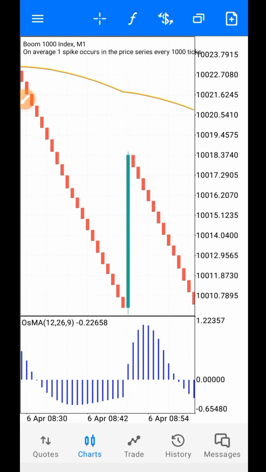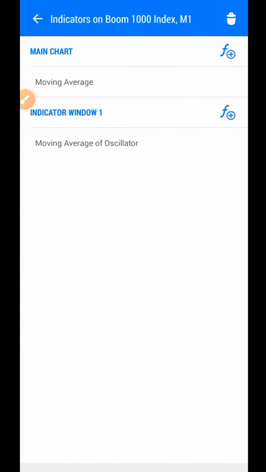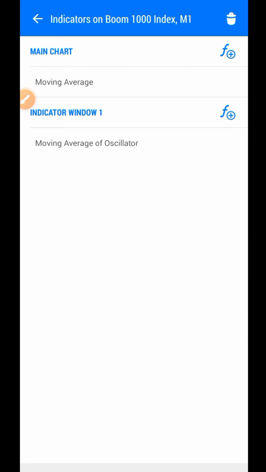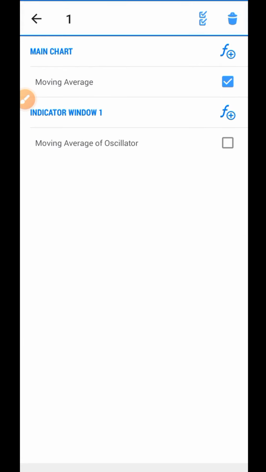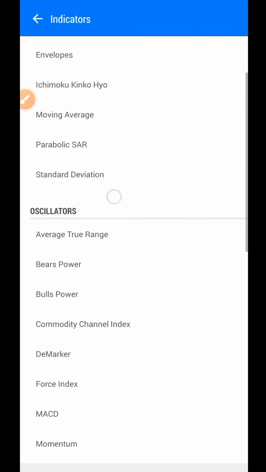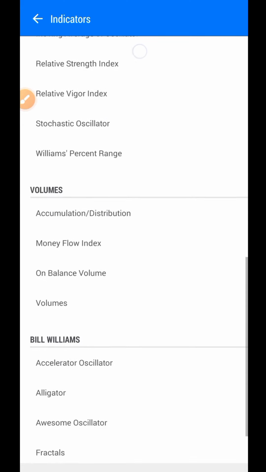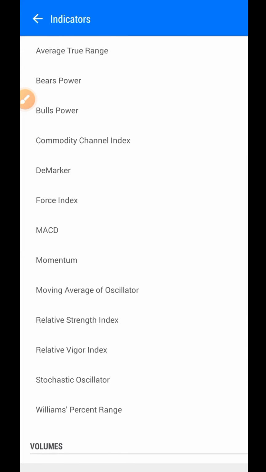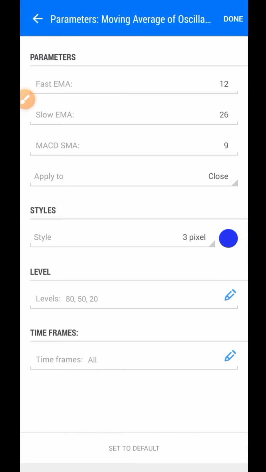Quick one, let's first add all these indicators to our chart. Go to your indicator window and add moving average of oscillators, which is OSMA. So let me first delete this so that we can add it together. So click on the main chart, the F sign, go to under oscillator. Let's add moving average oscillator. This is it here, moving average of oscillators.